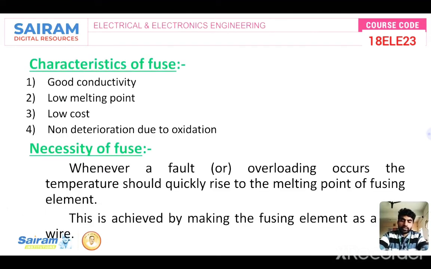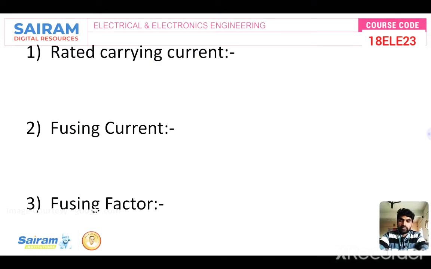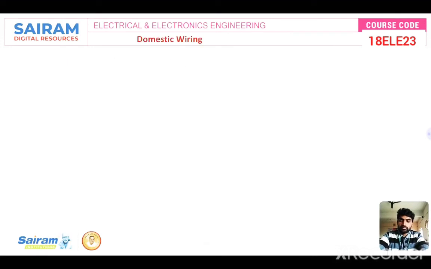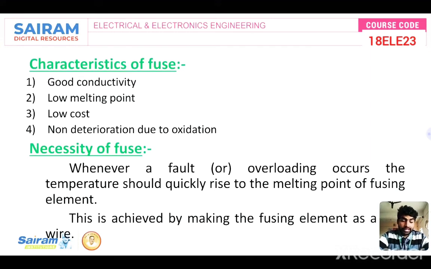So the first one is, okay, characteristics: good conductivity and low melting point, low cost, non-deterioration due to oxidation, and necessity of fuse. The necessity in the sense that whatever fuse wire we are using must be thin and have a low resistance. Because if you have a high resistance, definitely the fuse will not melt. Automatically it will affect all the electrical appliances.